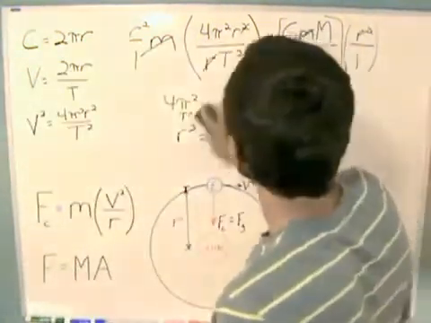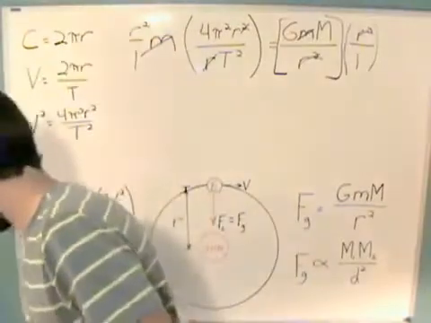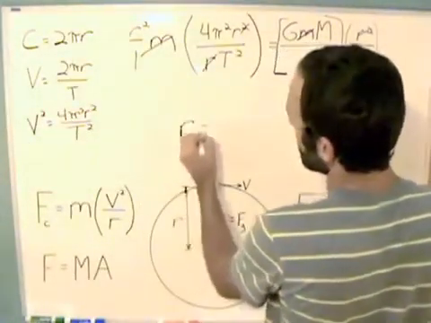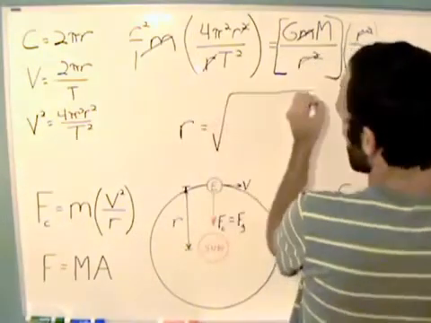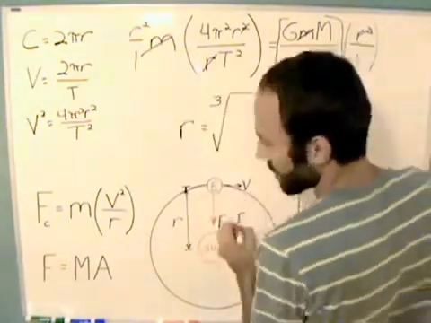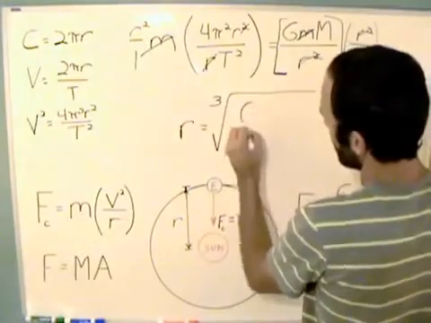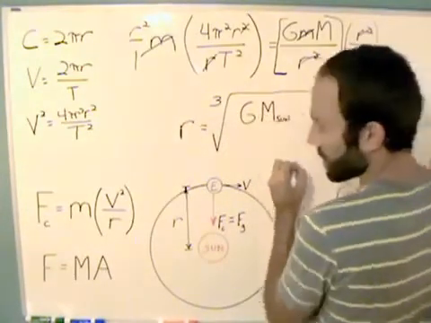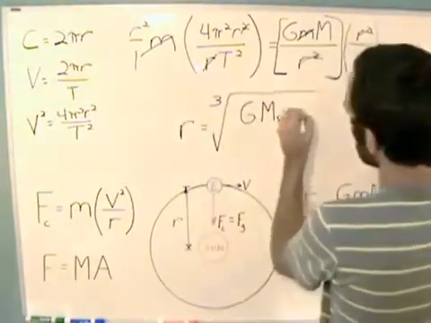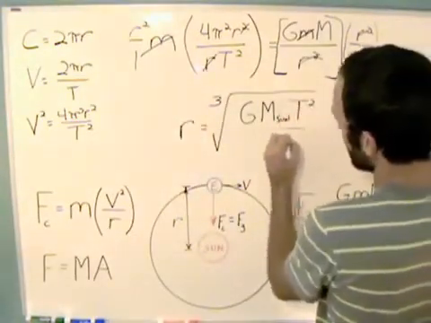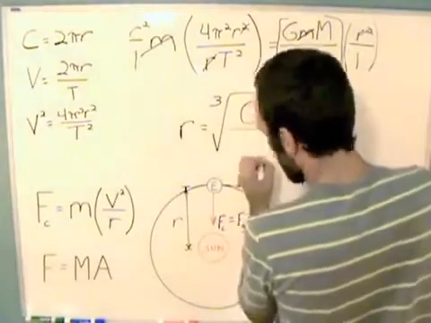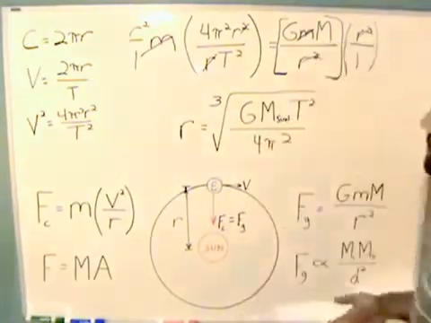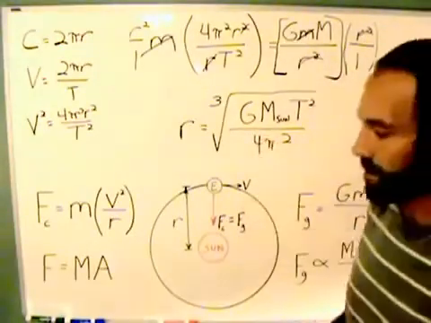What this actually works out to, instead of doing all the algebra for you guys, I've already done it. And if you look this up, this is the period equation. R ends up being, so I'm not boring you with all the algebraic steps, the cube root of the gravitational constant times the mass of the sun times the period squared over 4 pi squared. Okay, that's what this breaks down to. You can solve for r.